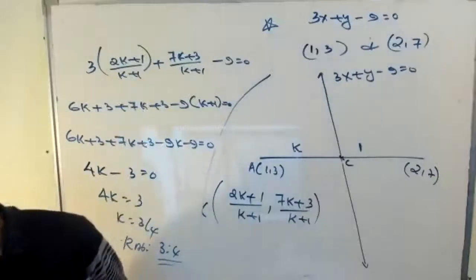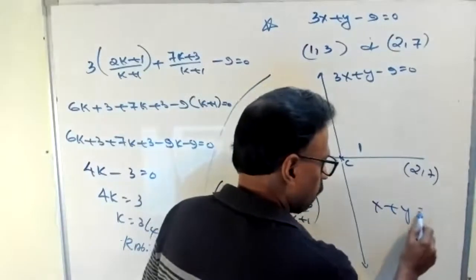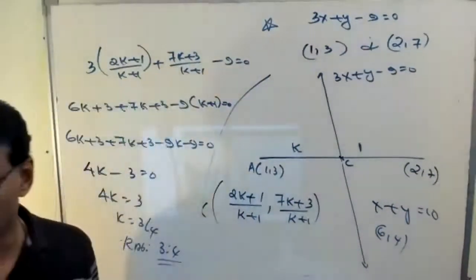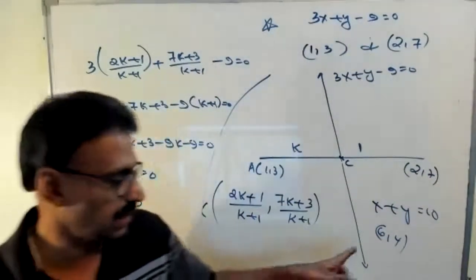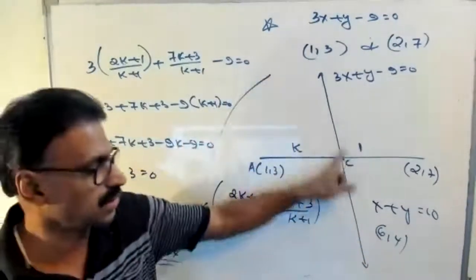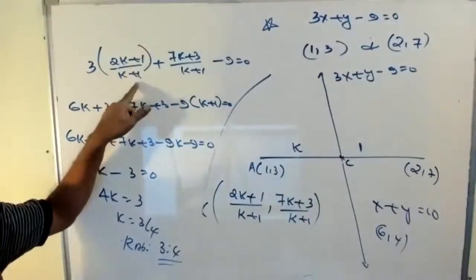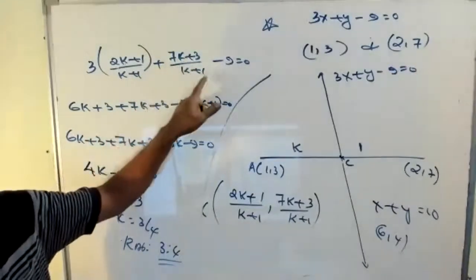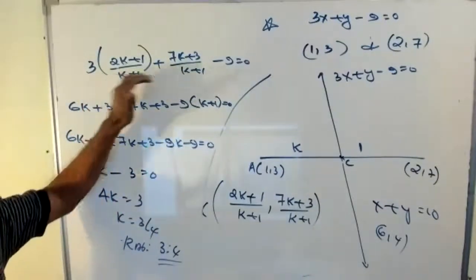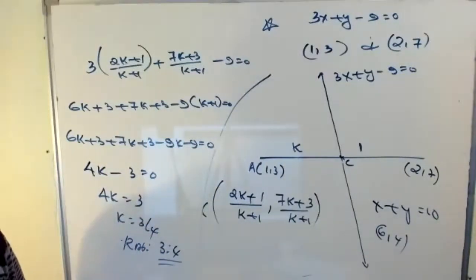For example, take x plus y equal to 10. We can say (6, 4) lies on it, correct or not? Because 6 plus 4 is 10. Like that, since the line passes through C, substitute here 3 into (2k plus 1) by (k plus 1) plus (7k plus 3) by (k plus 1) minus 9 equal to 0. Taking the LCM, there is nothing to multiply here, and 9 times (k plus 1). When we open, we get k equal to 3 by 4. The ratio is 3 is to 4.